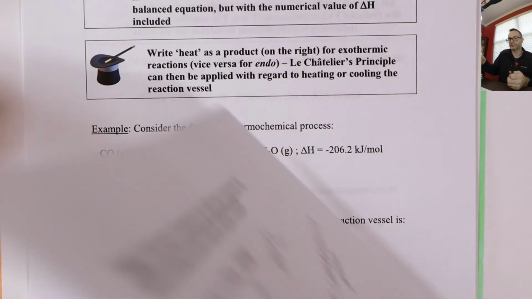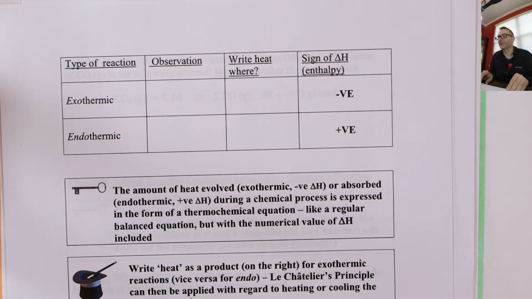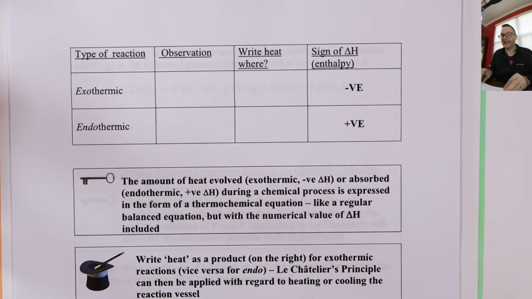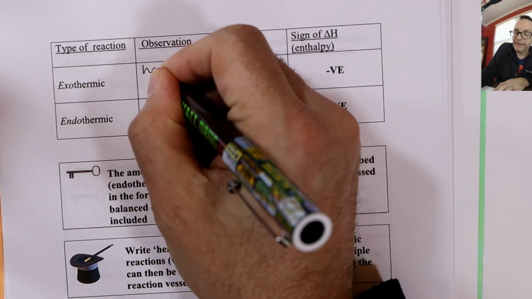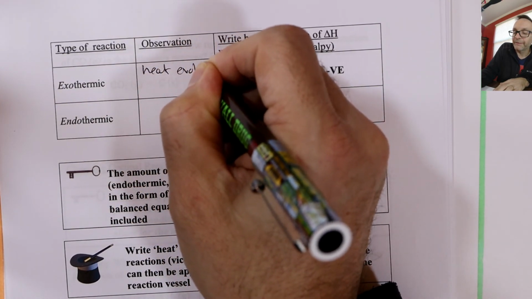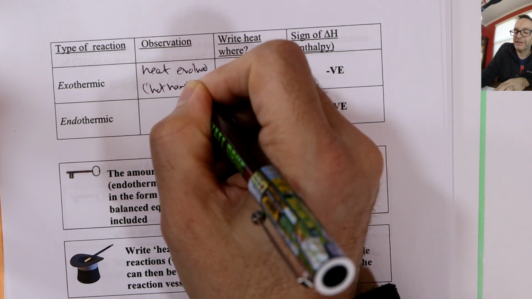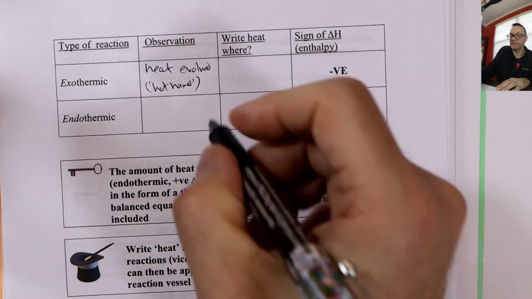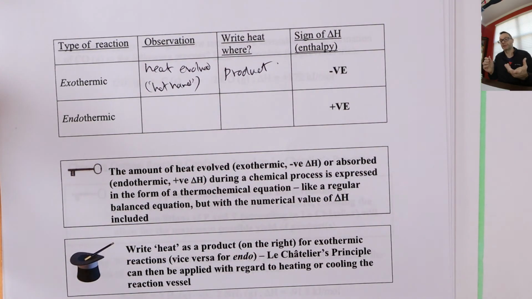So let's fill in a little bit of a table here, just to catch up on some details. Exothermic reaction, observation: heat evolved. If you're holding the container, you get a "hot hand." I'll put it in speech marks like that. Where do we write heat? In a pseudo-balanced equation, heat is a product because it comes out of the reaction. We'll see that in a second.